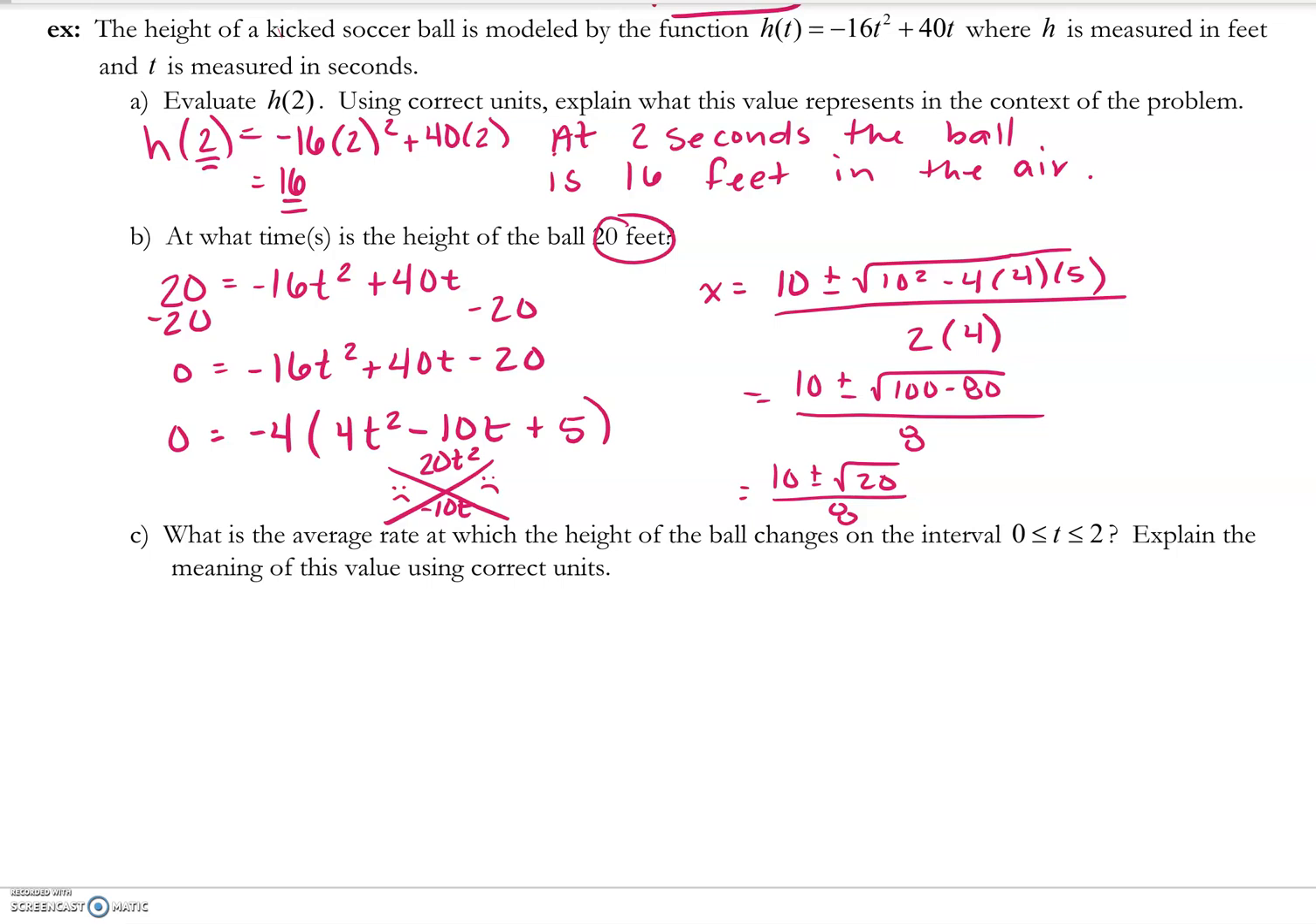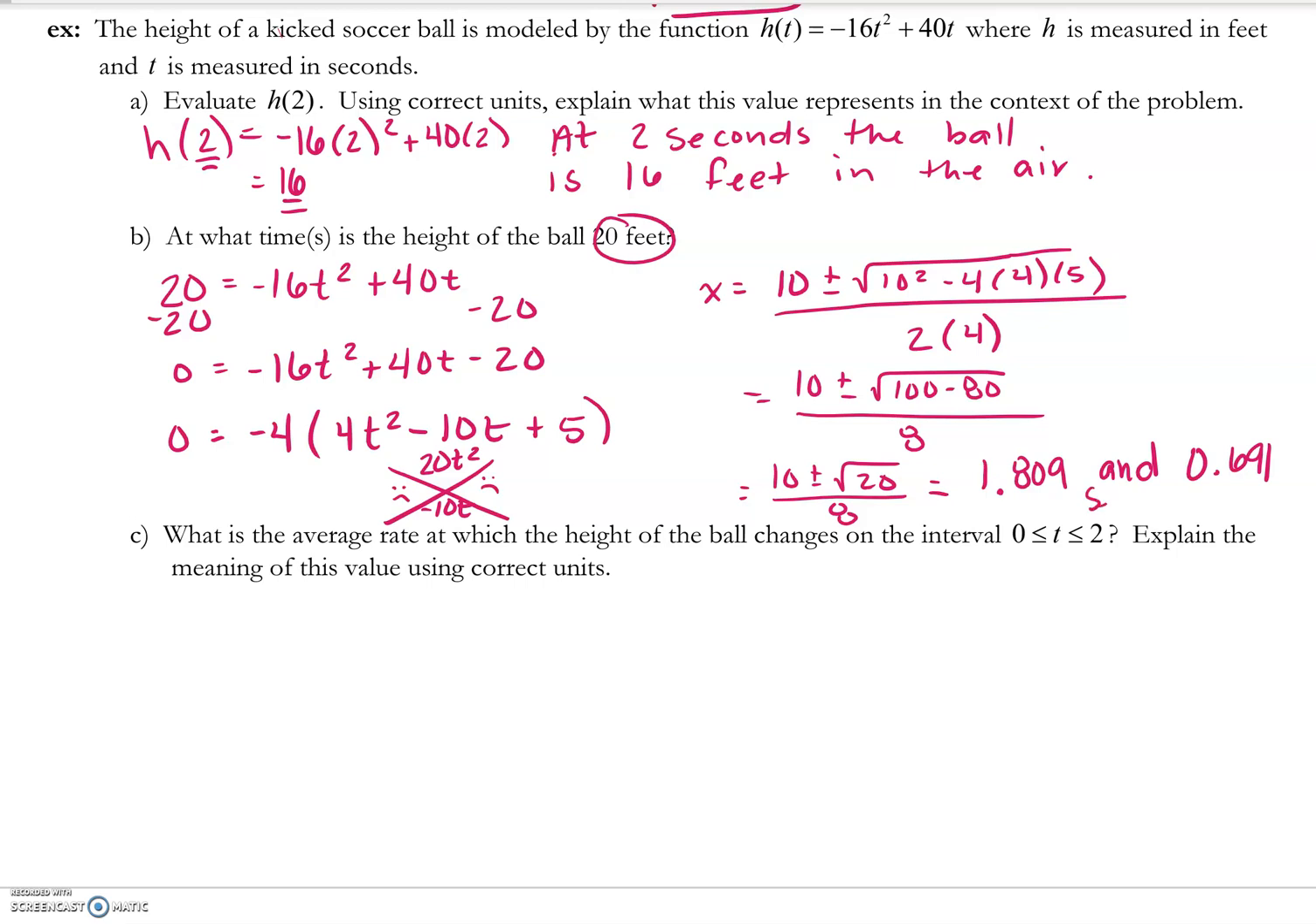Typically in a problem like this, I would ask you to simplify this radical, but since it's a problem in context and I'm asking for a time, I do actually want the decimal answer and not just the simplified radical. So at this point, you're going to type this into your calculator one piece at a time. So first you're going to type in 10 plus the square root of 20, and then divide that by 8. Then you'll do the same thing and type in 10 minus the square root of 20 and divide that by 8 again. So go ahead and pause your video and do that. When I plugged both of those things into my calculator, I got 1.809 and 0.691.